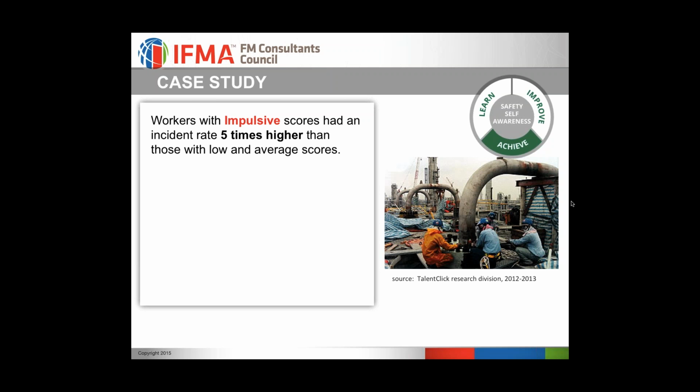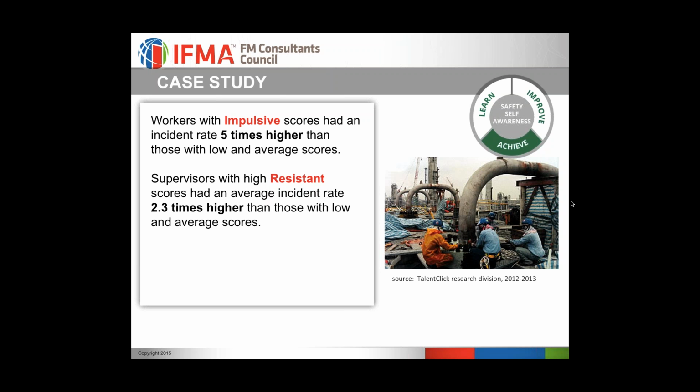So what they're doing now is working more with the people who have impulsive personality scores. And remember, that's someone who doesn't think through the consequences of their actions. They're really working on storytelling and helping them understand what can happen in the future if you disregard those procedures.